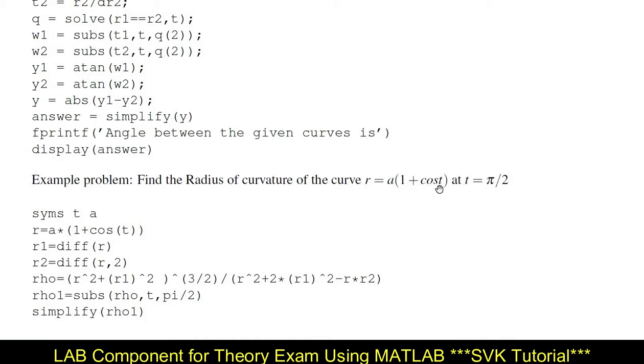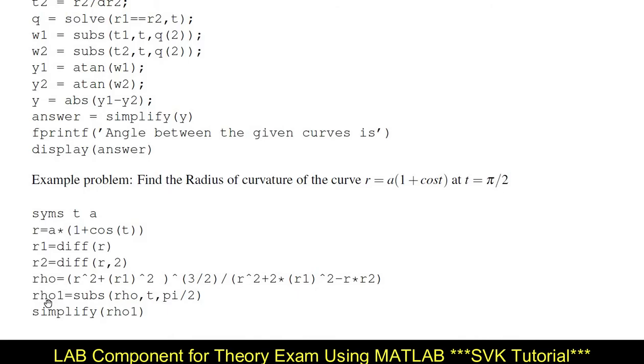r equal to a times of 1 plus cos t at t equal to pi by 2. Since t is the independent variable, write syms t a, r equal to a times of 1 plus cos t. Then find r1, the differentiation of r, then the higher order derivative r2, which is given by diff of r comma 2. Then find rho. You know the formula for rho: rho equal to r square plus r1 square whole power 3 by 2 divided by r square plus 2 r1 square minus r r2. Then substitute the value t equal to pi by 2.